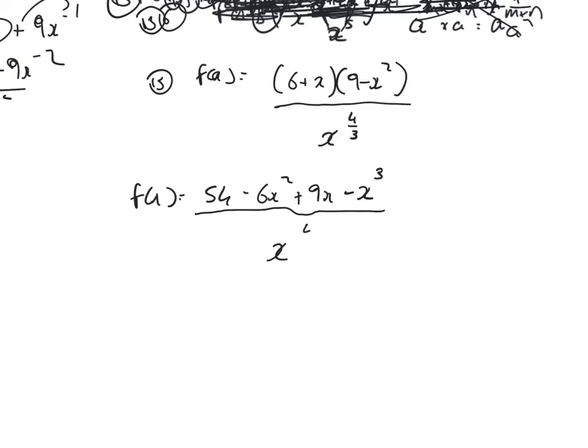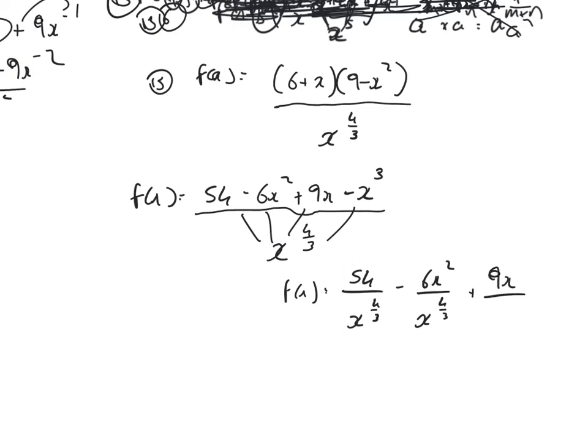All over x to the 4 over 3, and now I split it into 4 separate terms. So f of x equals 54 over x to the 4 over 3, minus 6x squared over x to the 4 over 3, plus 9x over x to the 4 over 3, minus x cubed over x to the 4 over 3. It's just a bit of messing about with this one. Bring that up, so that's going to be 54x to the minus 4 over 3.